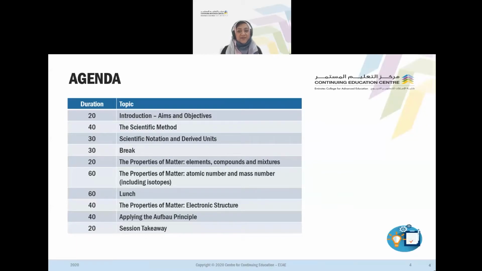So, the agenda for today. Obviously, we'll go through the aims and objectives in a moment, but the main topics that we hope to cover with you guys today are the scientific method, scientific notation and derived units, properties of matter, all the way through from the basics of elements, compounds, and mixtures right through to atomic number, mass number, and electronic structure. And then at the end of the day, we'll be looking at applying the Aufbau principle. So let's get started with the day.